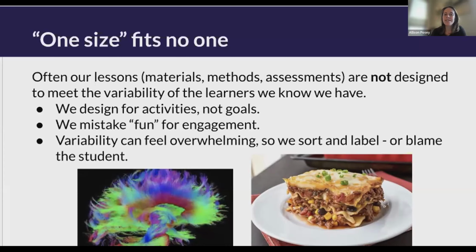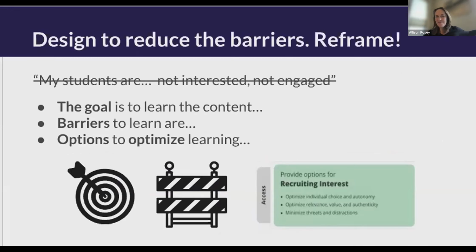And remember, we design for goals, not the activity, right? And we don't want to mistake fun for engagement. And variability can start to feel overwhelming. So it's so much easier to sort or label or blame the student for not being engaged, but we're going to stop all that. We're going to really think about how we can design to reduce the barriers. And one of the most powerful ways is just in the language we're using. UDL gives us a language to share with each other, to think about how we're reducing barriers to engagement so that all of our learners, each and every one in our classroom and who are on the campus and who aren't in our classrooms, are able to get to this really exciting. We teach the greatest stuff, right?